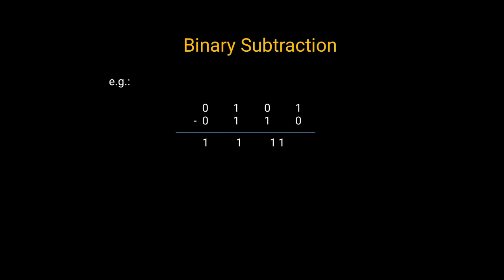Let us see one example. Sorry, the first number is 0101. So we have to subtract 0110 from 0101. Simply you can make the calculation. 1 minus 0 is 1. 0 minus 1, we cannot subtract 1 from 0. So 1 is the difference. Borrow is 1 here. Next, 1 minus 1 is 0. Again, 0 minus 1, borrow is 1 and difference is 1. So 0 minus 0 is 0 and 0 minus 1 is 1.